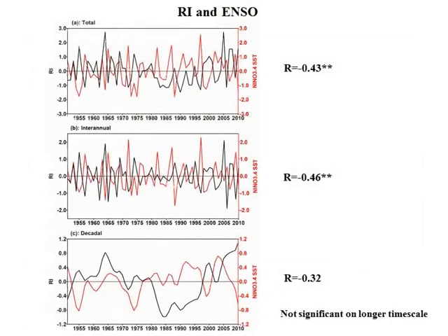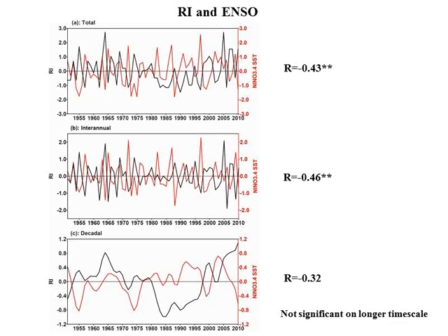Okay, then we take a look at the RI and ENSO. The black curve shows the RI time series. The red curve shows the Nino 3.4 index. Top panel shows total, middle panel shows interannual, and low panel shows the multi-decadal variation. We see that the most significant correlation is over the interannual time scale. This is not a surprise because ENSO is an interannual phenomenon, and on the decadal, multi-decadal scale the correlation is not significant.